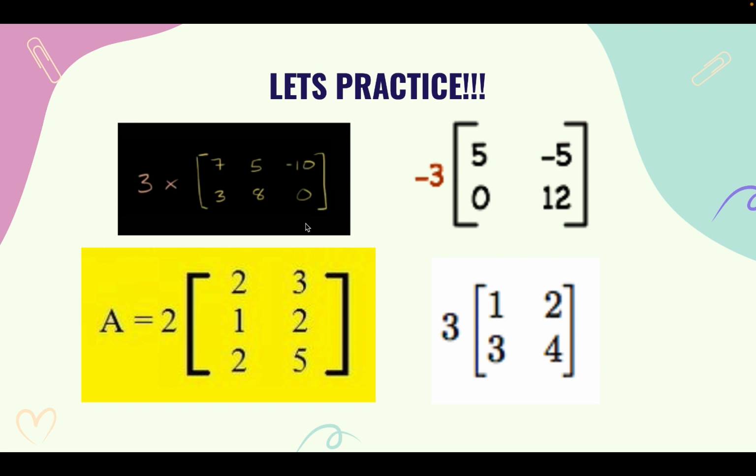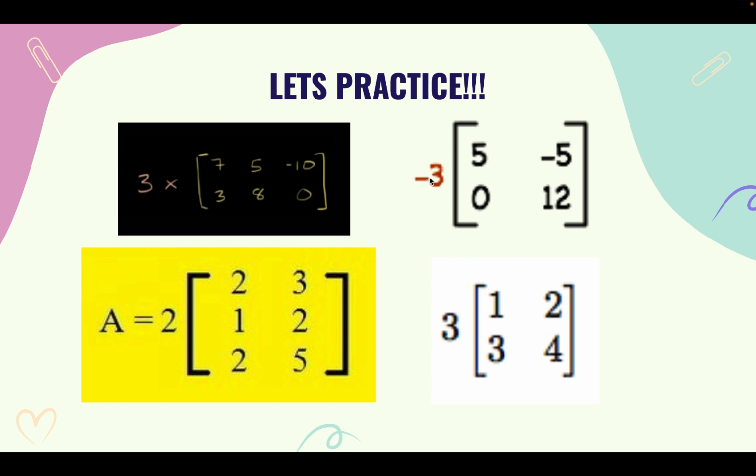You can take another example. We can go with this one. We'd multiply every single element inside the matrix by 2. So we'd have 2 times 2, which is 4, 2 times 3, which is 6, 2 times 1, which is 2, and 2 times 2, which is 4, 2 times 2, which is 4, and 2 times 5, which is 10. I can actually proceed with the next two as well.